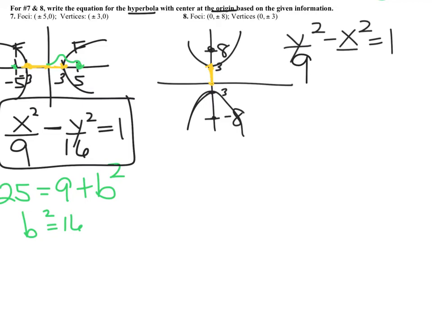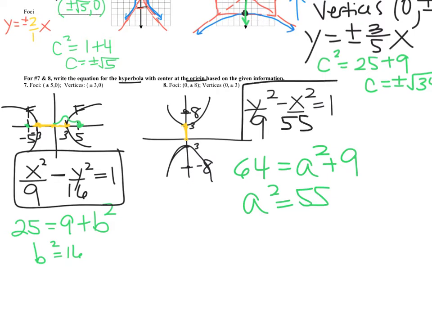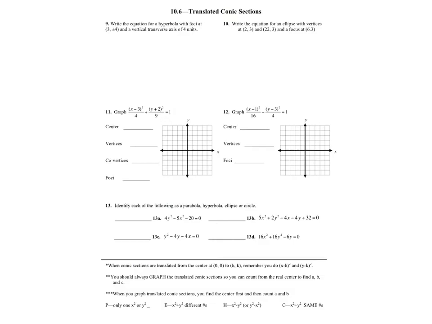So 64 is c squared, and c squared equals a squared plus b squared. So 64 minus 9 is 55. So go up to your equation and write 55. Perfect. Okay, so that was 10-5.